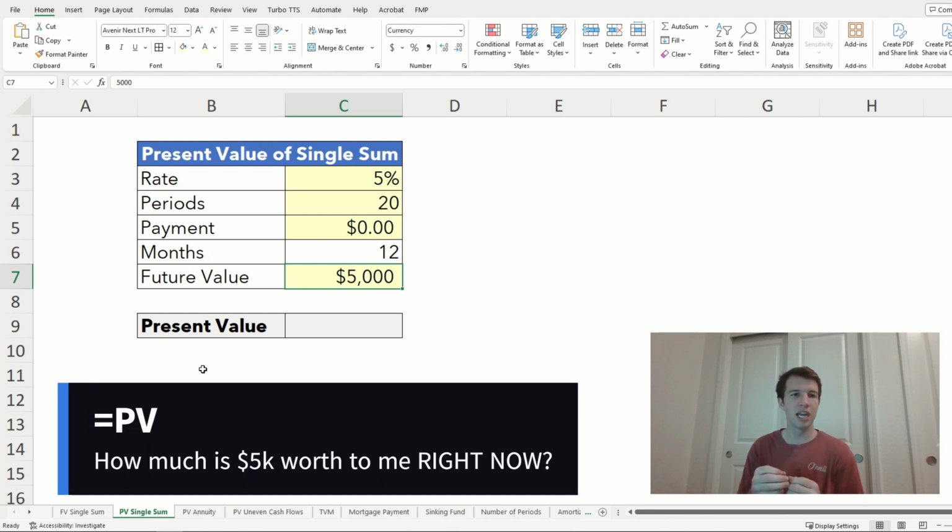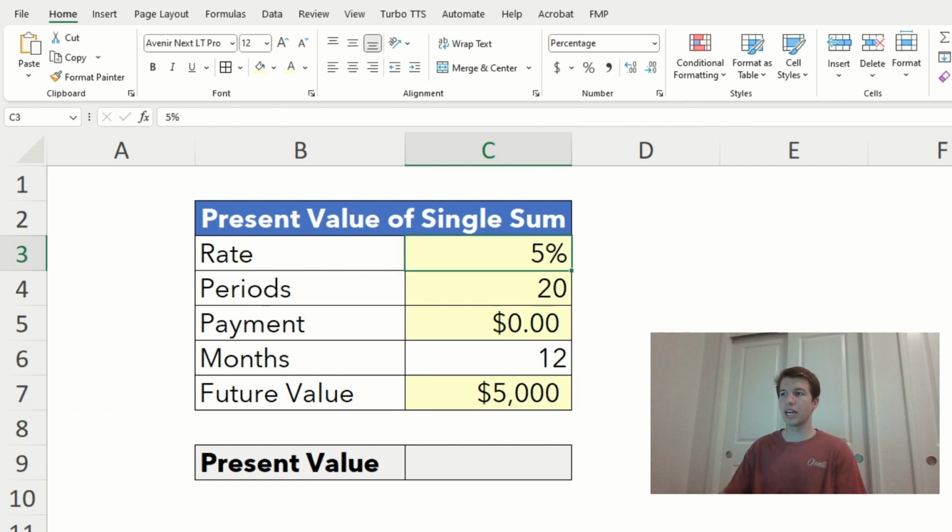Next, we have the present value of a single sum. How to think about this is how much is $5,000 in 10 years worth to me right now? So, using that same logic, we have the rate, how many periods, we'll put 10 to keep it consistent with yesterday. Again, we're going to do no payments, 12 months. And now we're saying, how much is our $5,000 in 10 years worth to me right now? So this is kind of reverse engineering what we just did. What we just did was looking as if we were going to invest that money in a certain investment, but now we're looking at how much that money in 10 years is worth to us right now.